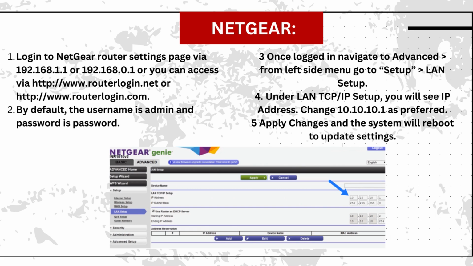Step 3. Once logged in, navigate to Advanced. From the left side menu, go to Setup, LAN Setup. Step 4. Under LAN TCP/IP Setup, you will see the IP address. Change it to 10.10.10.1 or as preferred. Step 5. Apply changes and the system will reboot to update settings.